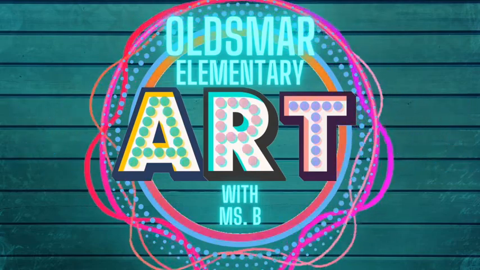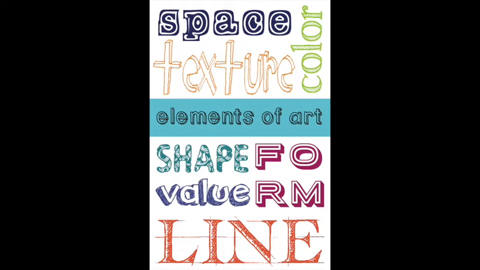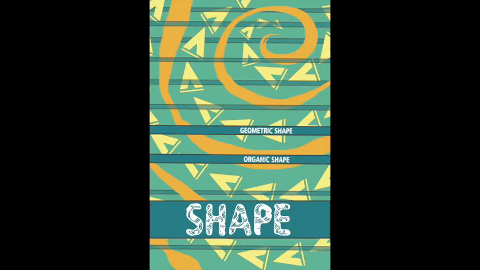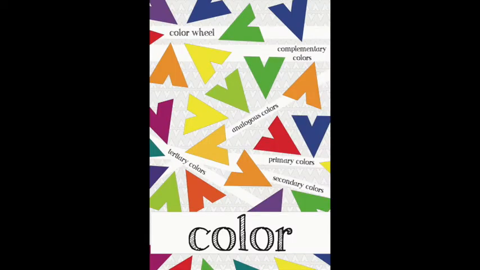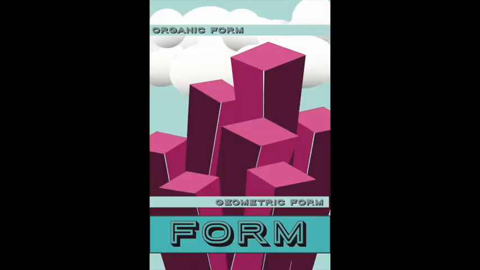For the first 9 weeks of school this year, we're going to be learning about and reviewing the elements of art. The elements of art are the building blocks that artists use to create a piece of artwork. Oftentimes, you probably use at least one of them in every single drawing you make. They are line, shape, color, value, texture, space, and form.